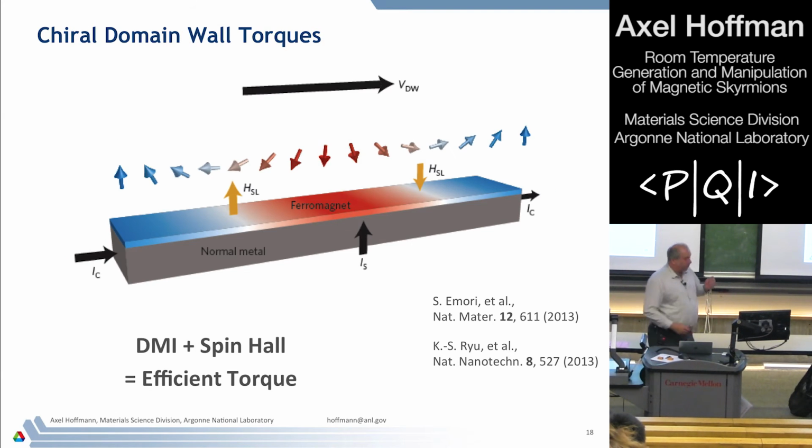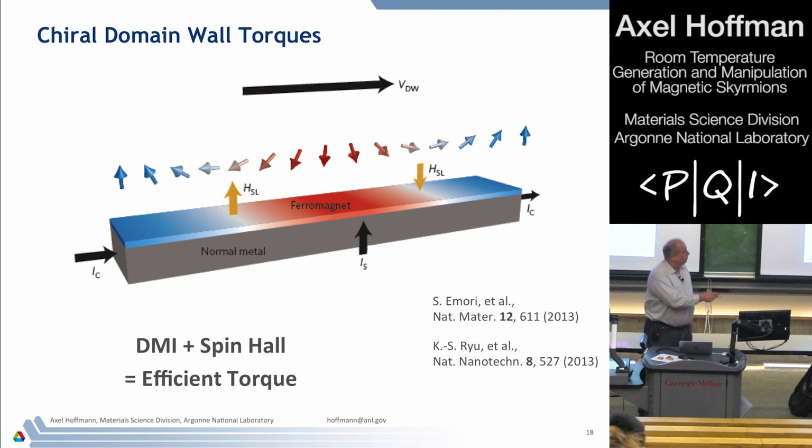Now, if you have a layered material where, due to the inversion symmetry breaking at the interface, you get a chiral magnetic interaction, you get a magnetic structure that rotates around like such, and if at the same time you get these spin Hall spin accumulations, they will then try to rotate all the spins in the same direction and can very efficiently move these chiral domain walls through the material.